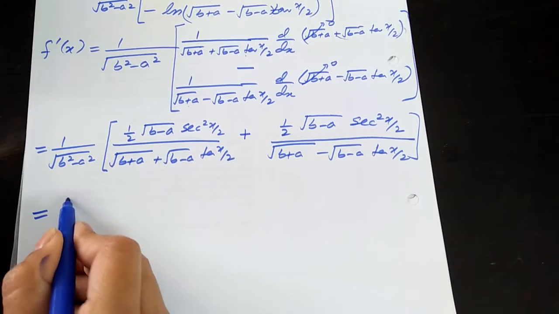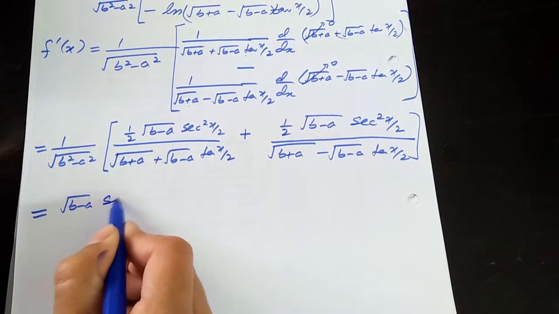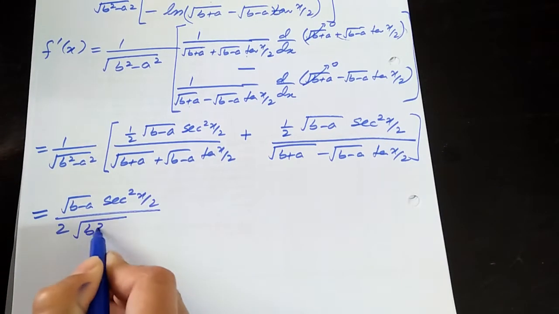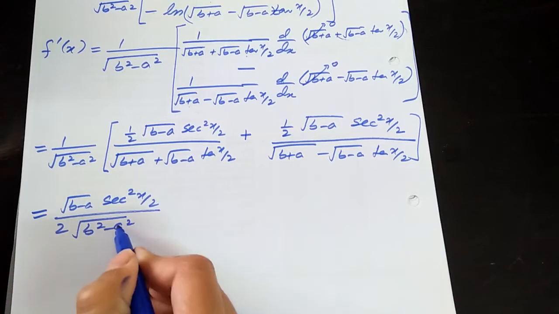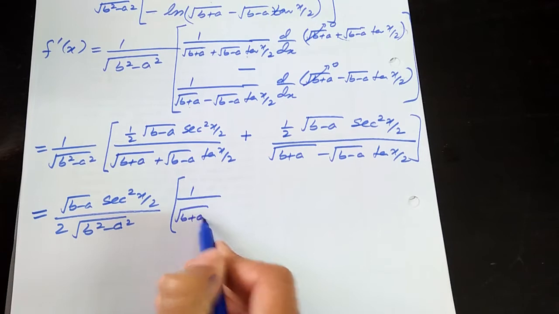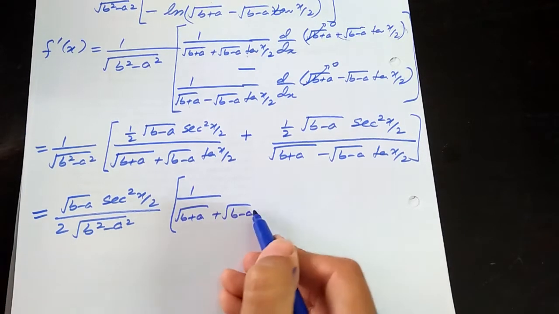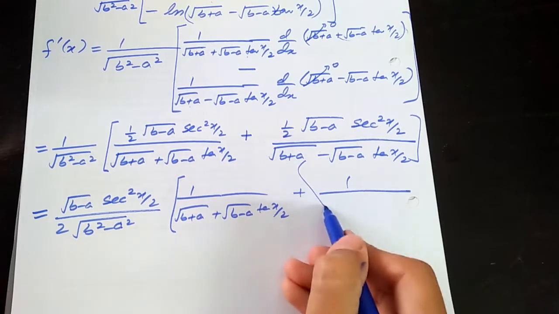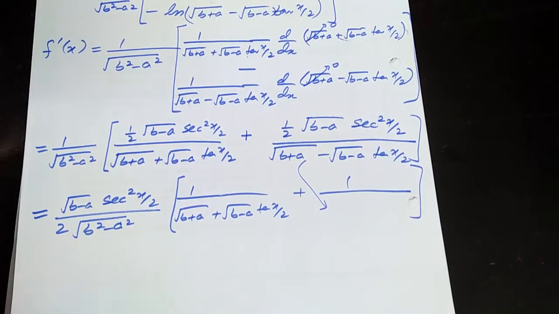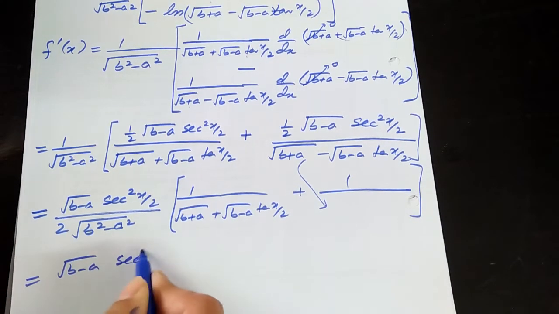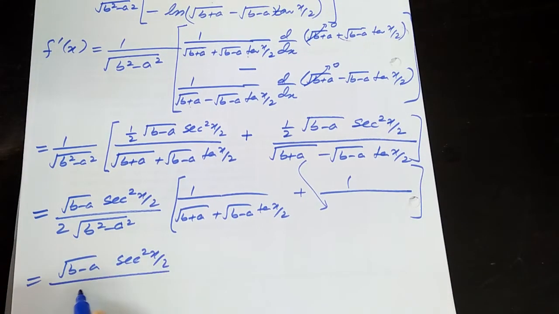1 by 2 under root b minus a secant square x by 2, this function as it is, and inside we will be left with 1 over under root b plus a plus under root b minus a tangent x by 2 plus 1 over the same function here as it is. Now take the LCM, we will get here b minus a secant square x by 2 over 2 into under root b square minus a square.